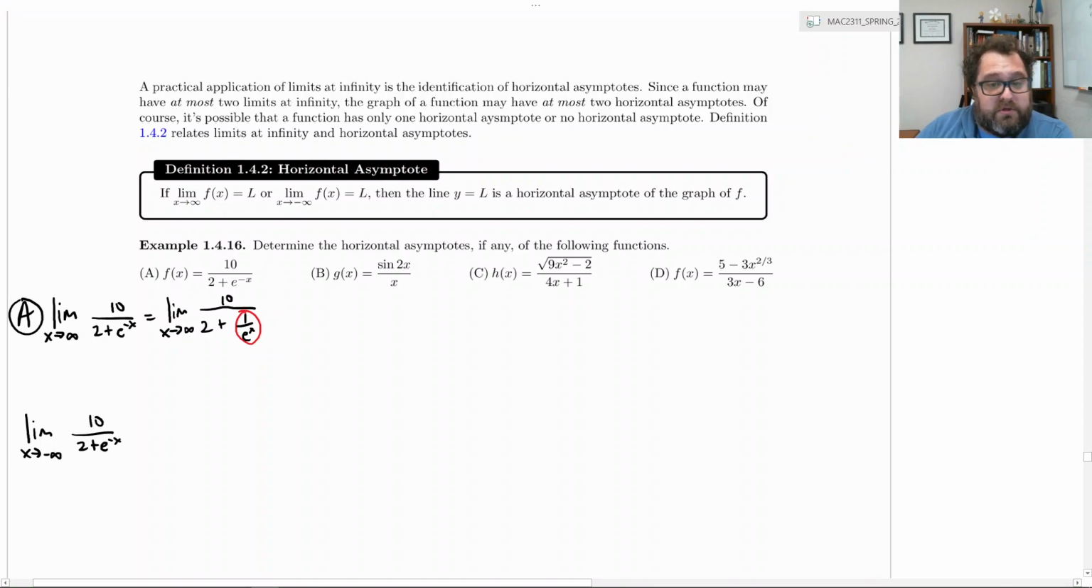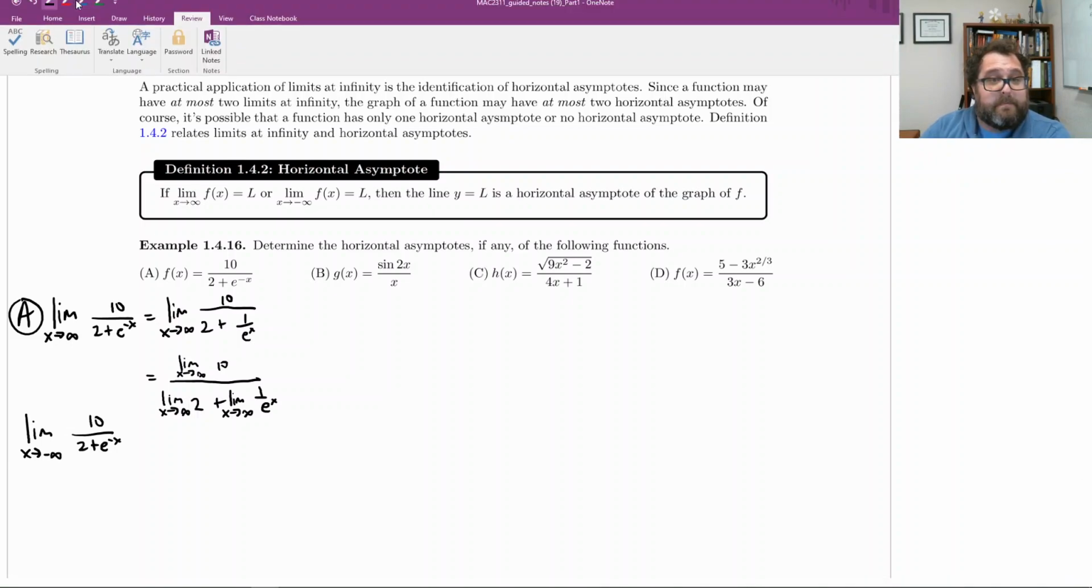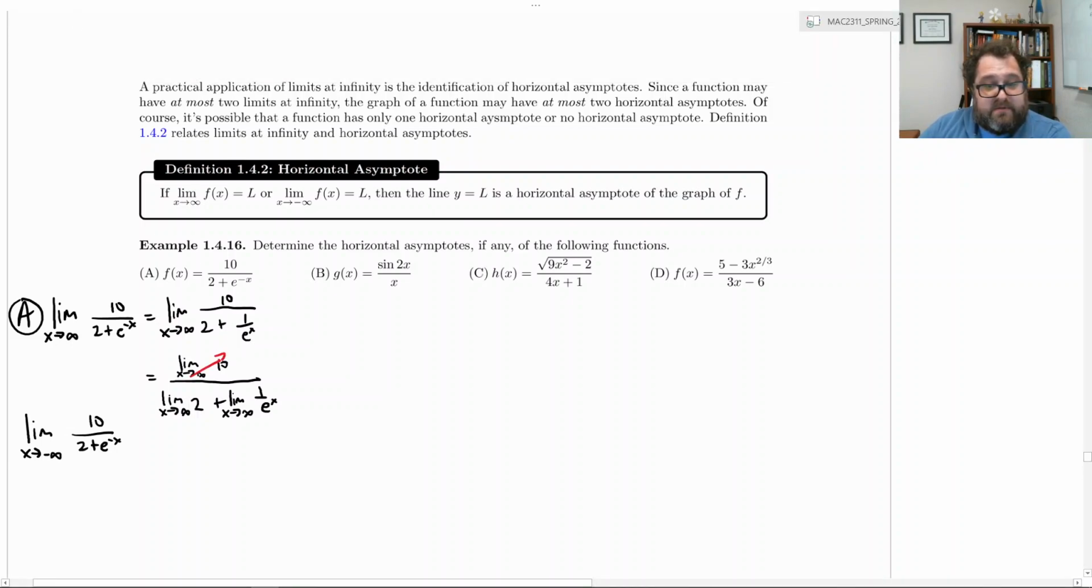Let's apply the quotient property and the sum property. So we're going to have a quotient: the limit as x approaches infinity of 10 over the limit as x approaches infinity of 2 plus the limit as x approaches infinity of 1 over e to the x. Now, clearly, we have 2 constants. So that top limit goes to 10, and this limit goes to 2.